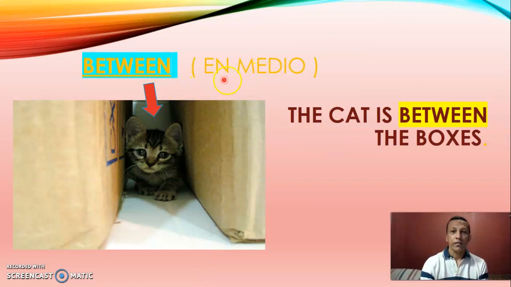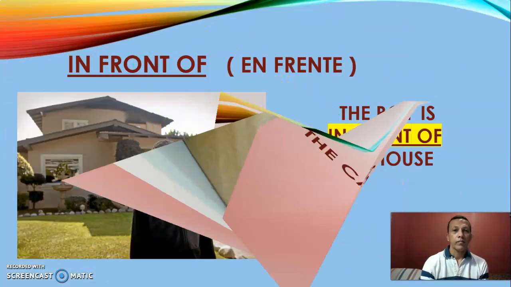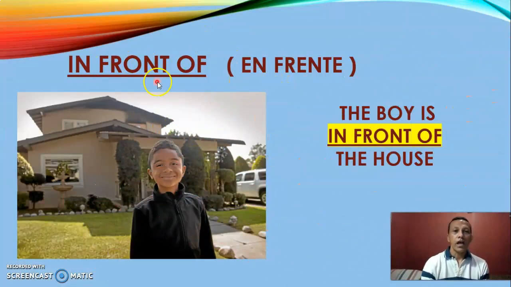Between, que es en medio. Look at the cat. Mira el gato. The cat is between the boxes. El gato está en medio de las cajas. Correct. In front of. Enfrente. Look at the boy. The boy is in front of the house. ¿Dónde está el niño? El niño está enfrente de la casa. Good.